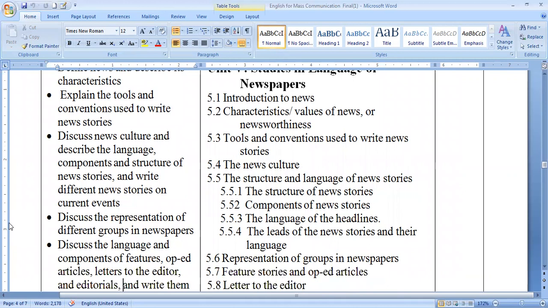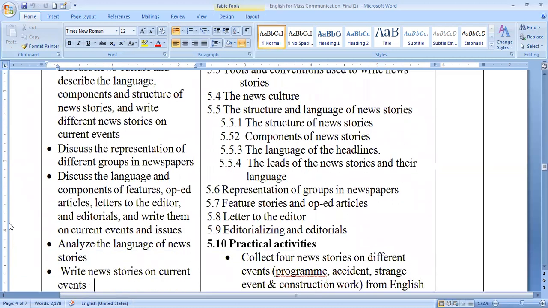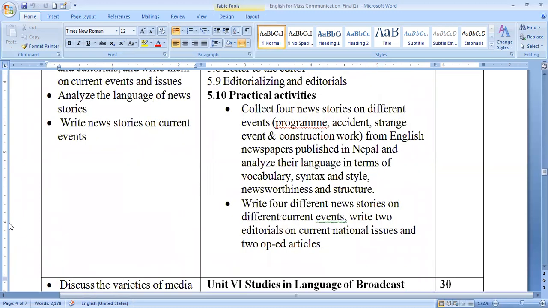Then feature story, open article, letter to the editor, editorializing and editorials. Under this unit, students have some practical activities. Students have to collect 4 news stories on different events, programs, strange events and construction work from English newspapers published in Nepal, and analyze their language in terms of vocabulary, syntax and style, newsworthiness and structure. Similarly, another task is to write four different news stories on different current events, write an editorial on current national issues, and write open articles.